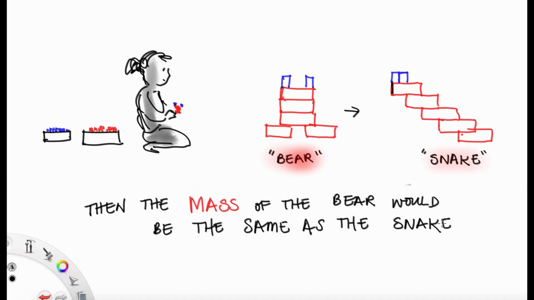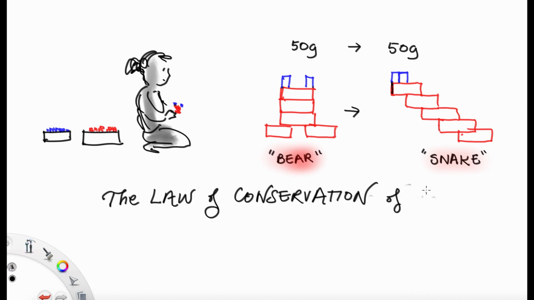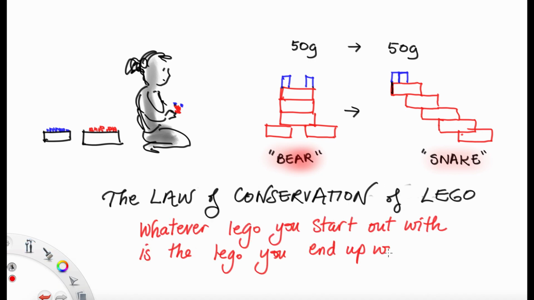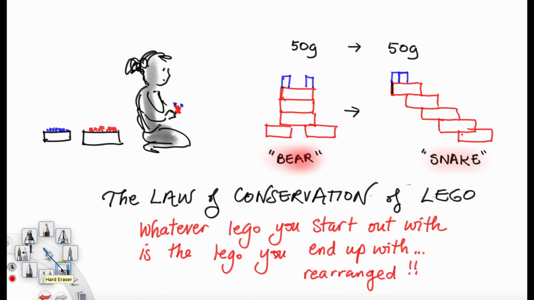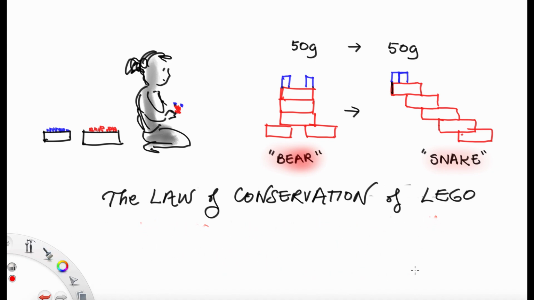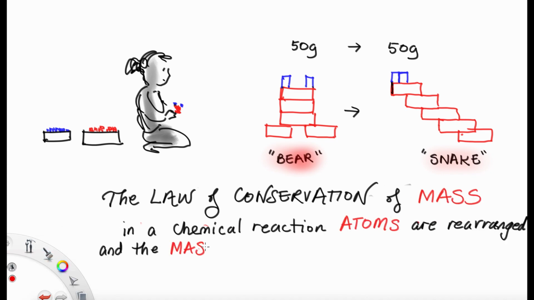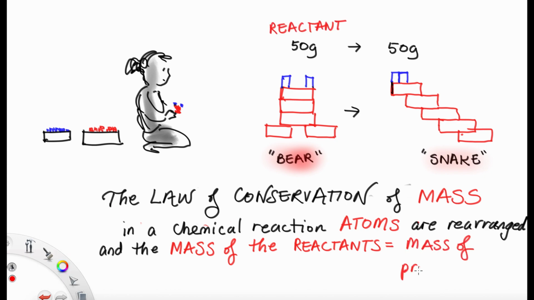Then the mass of the bear would be exactly the same as the snake. The law of conservation of Lego states that whatever Lego you start out with is the Lego you end up with, except it's rearranged. The law of conservation of mass states that in a chemical reaction, atoms are rearranged and the mass of the reactants equals the mass of the products.